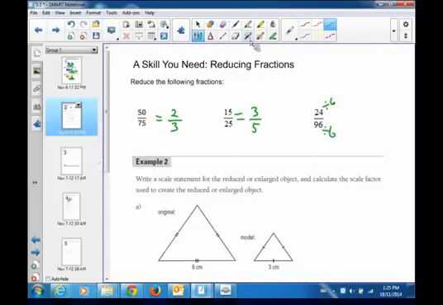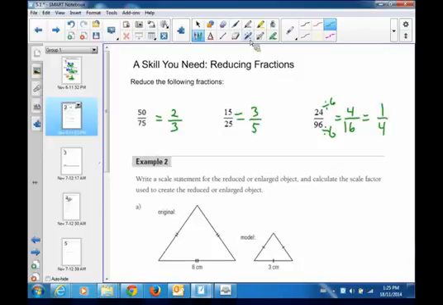No, what did you say? Okay. You're saying 24 divided by 6 is 4. What's 96 divided by 6? What is it? Oh, 16. I thought I heard something different. And then you divided top and bottom by 4, 1/4. Okay, good.